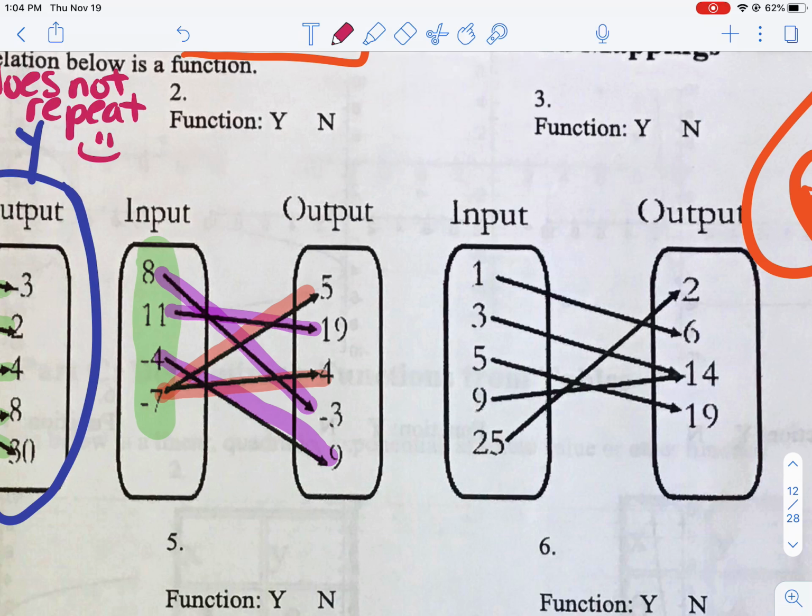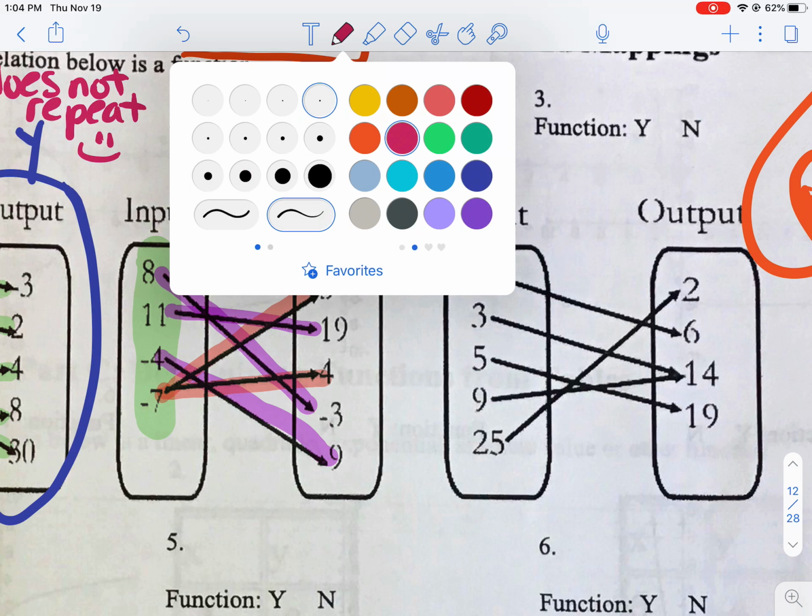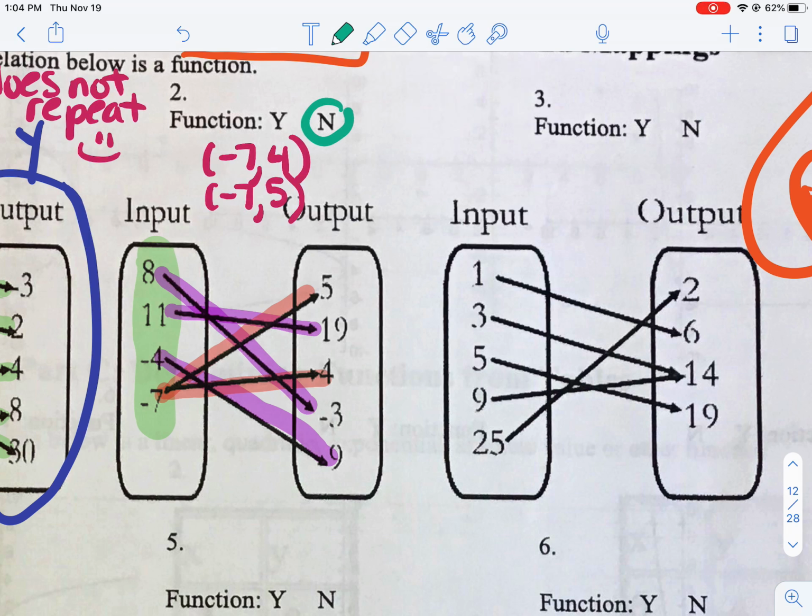So what does that mean? If I write these points out, it means -7 goes to 4 and -7 goes to 5, which means the x values are repeating. So that's going to be a no. So the idea here is that since we have two arrows going out from -7, this is not a function. -7 repeats.